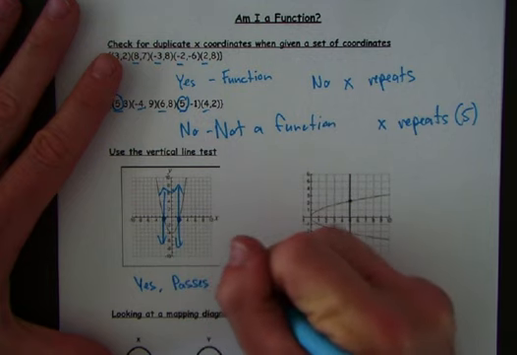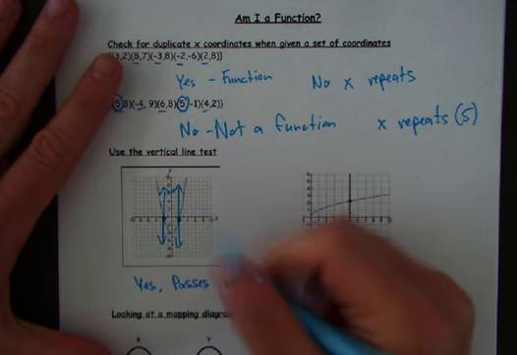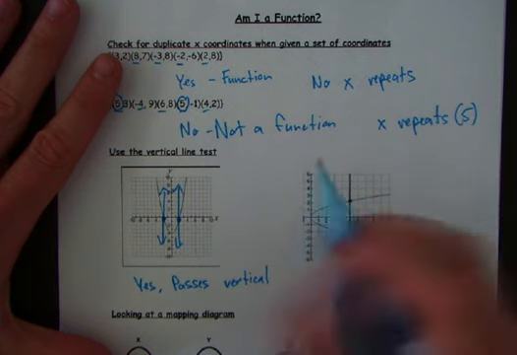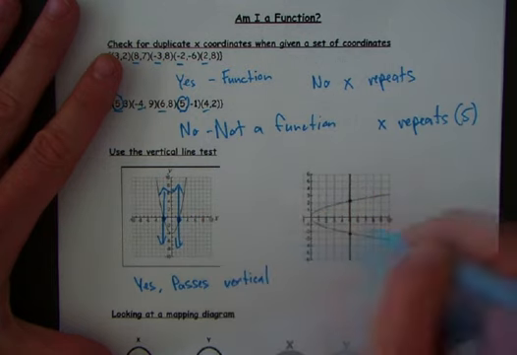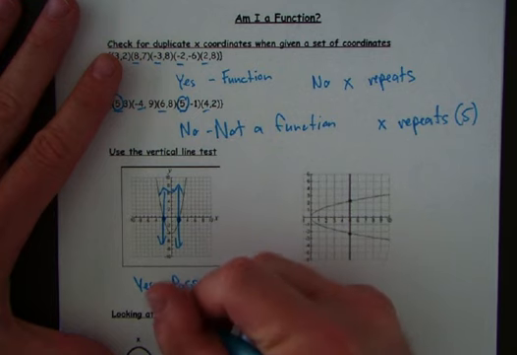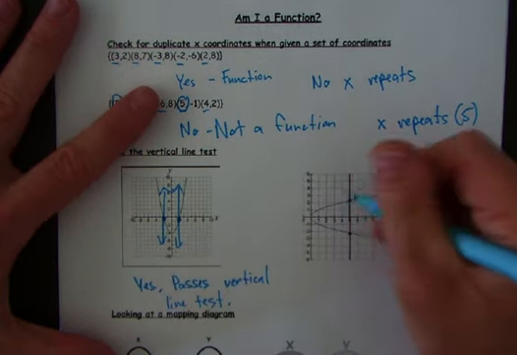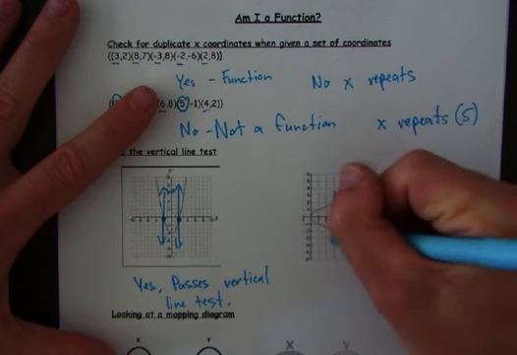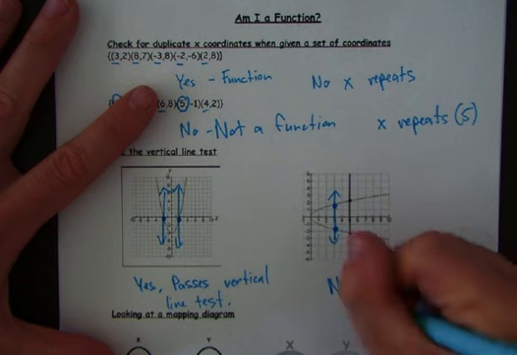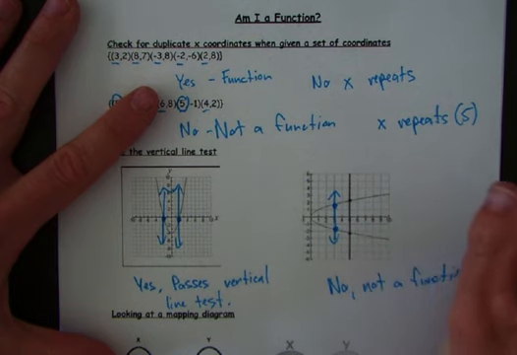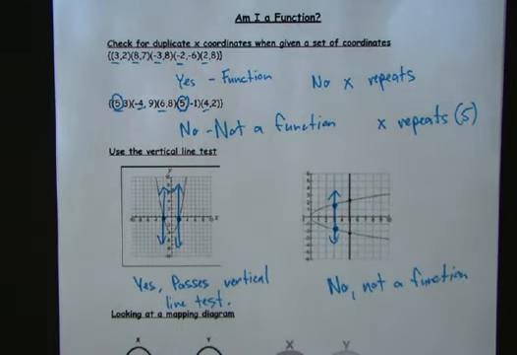The vertical line test says if you can draw a vertical line, straight up and down, through a graph and it crosses the graph more than once, so it intersects with the graph more than once, it's not a function. This one, look at this. If we draw a vertical line any of these places, it crosses twice. Guess what? No, not a function. It fails the vertical line test. Okay? Fails the vertical line test.